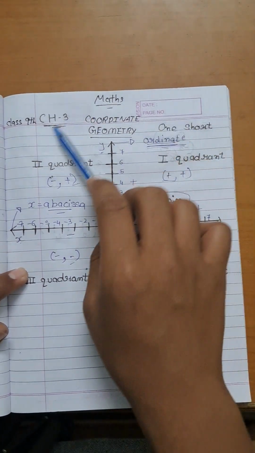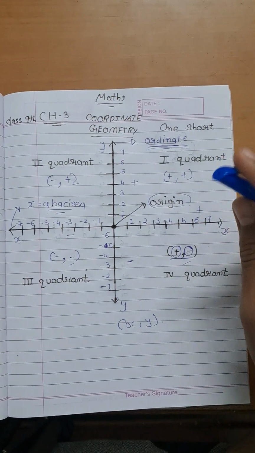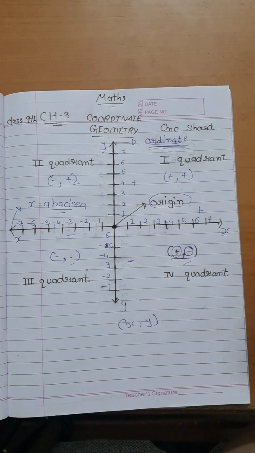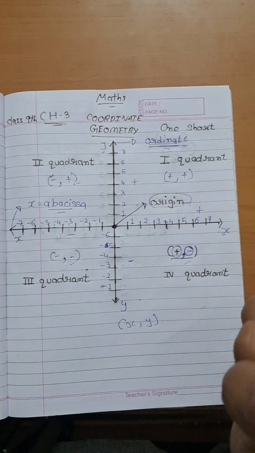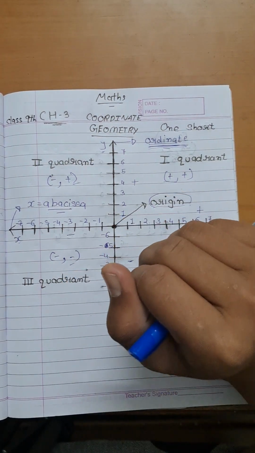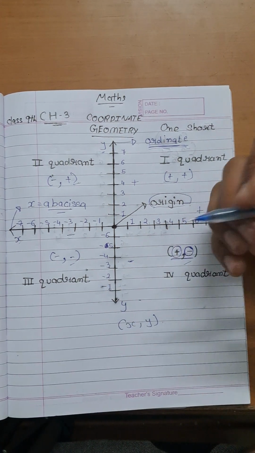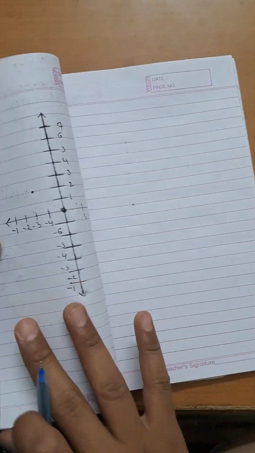You have to just learn only this. This is the whole chapter. So this was a very easy and very scoring chapter. You need to do some questions and some practice in this chapter, and you will get full marks in this chapter. So let's begin with examples.